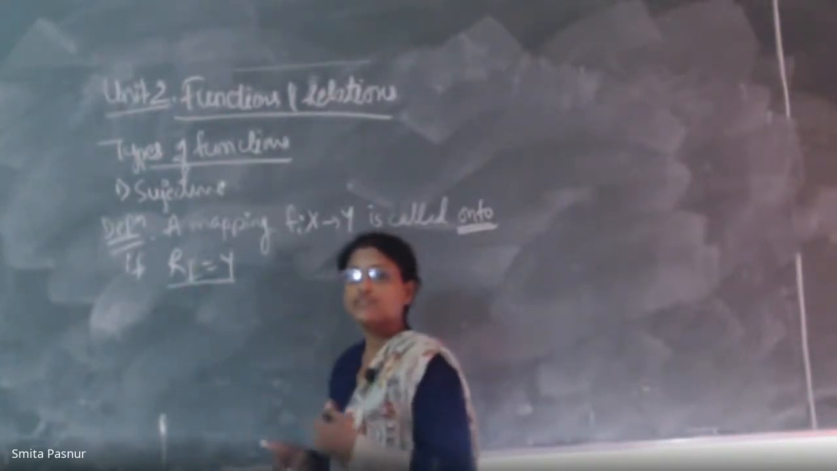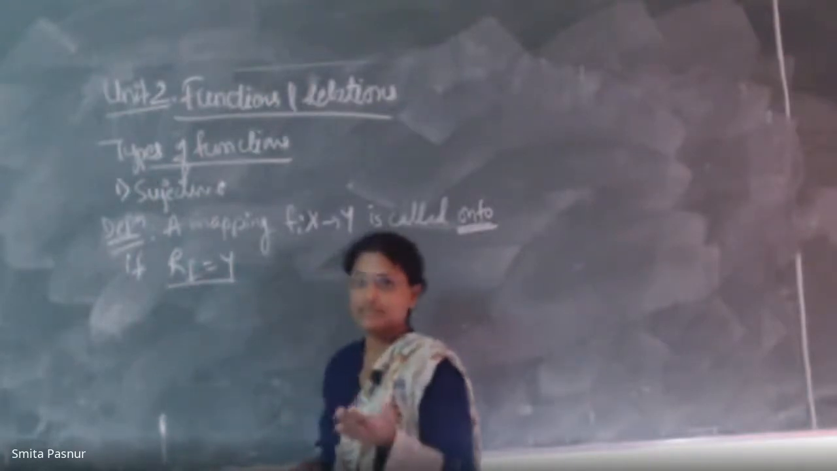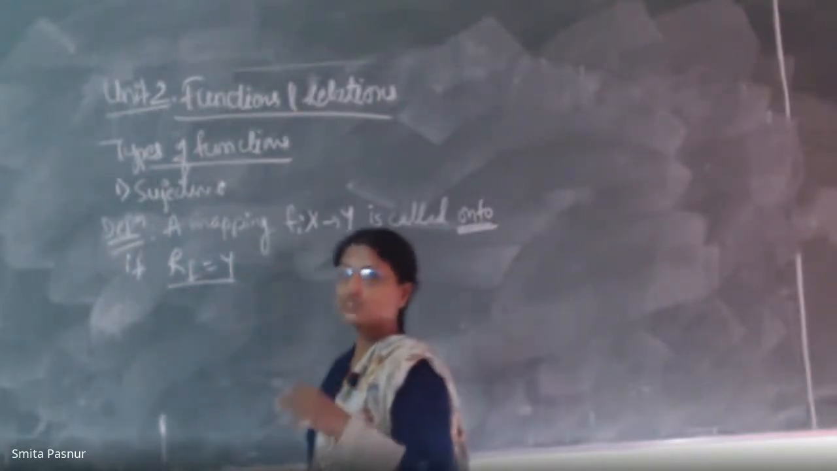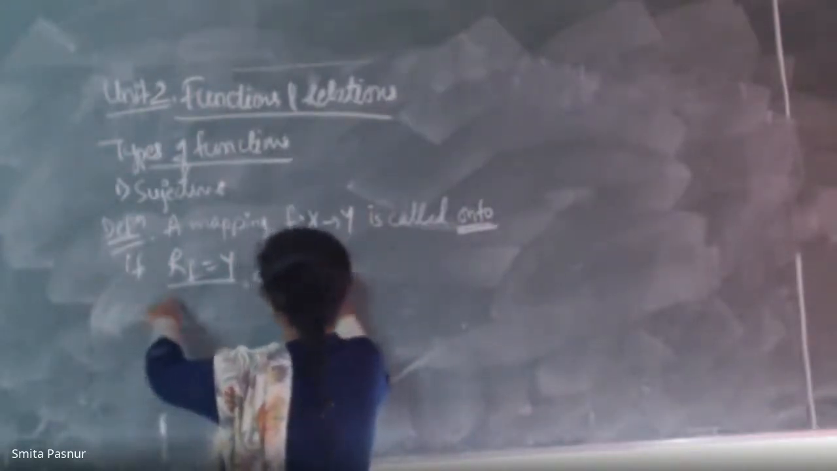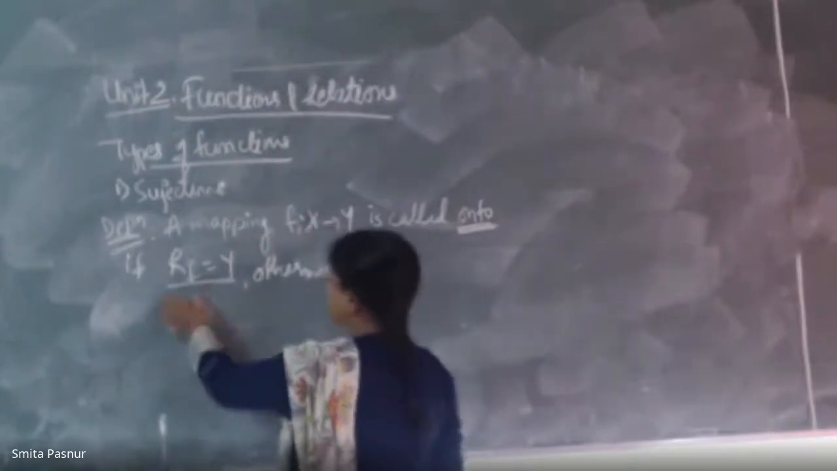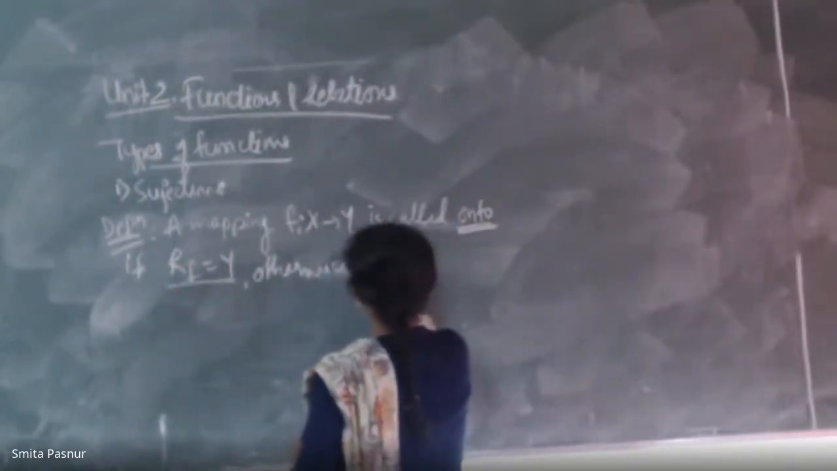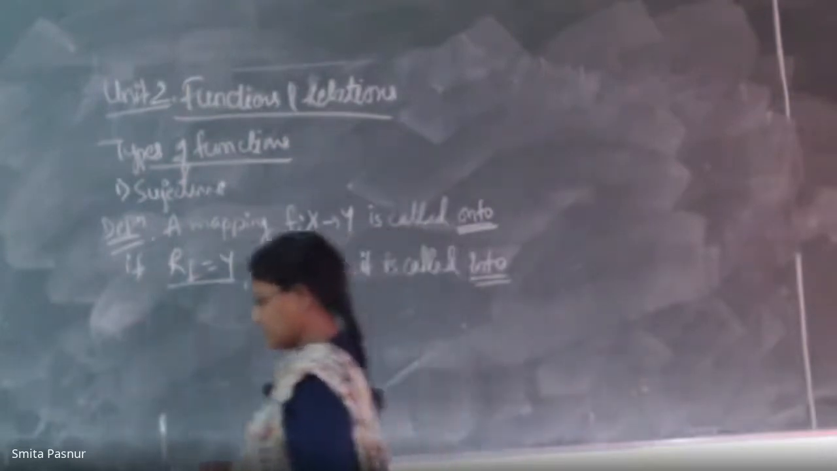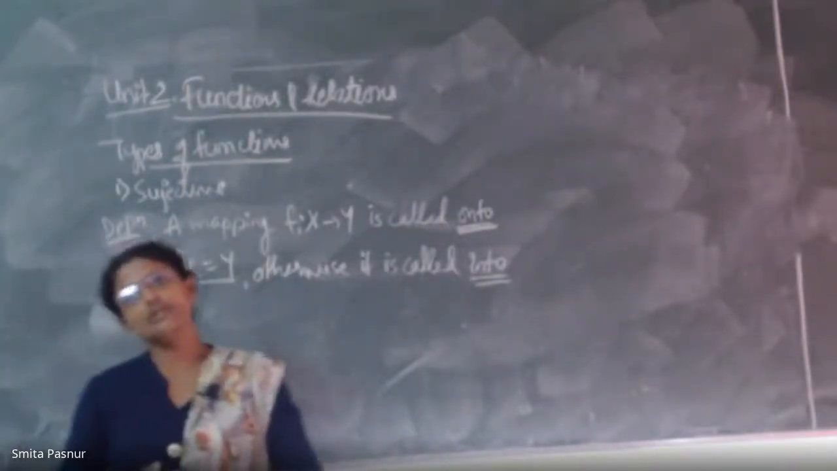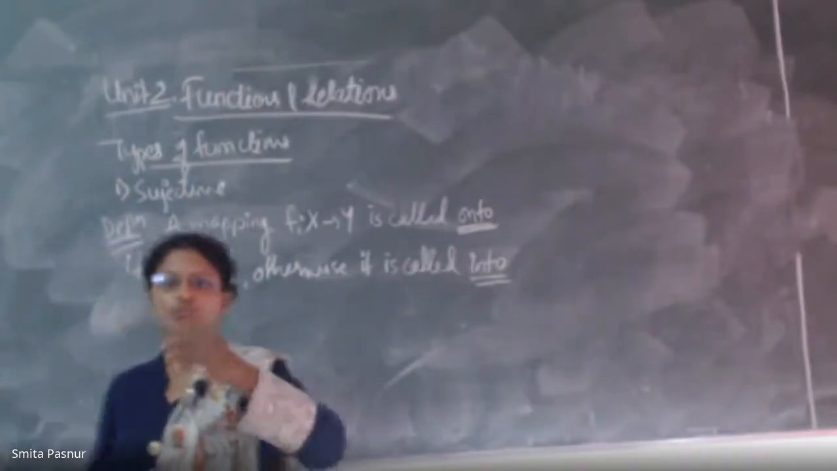Understood? Each and every element of y should be mapped with x elements. Is that clear? Otherwise, if you are not fulfilling this condition, it is called into function. So onto and into: onto's opposite is into.